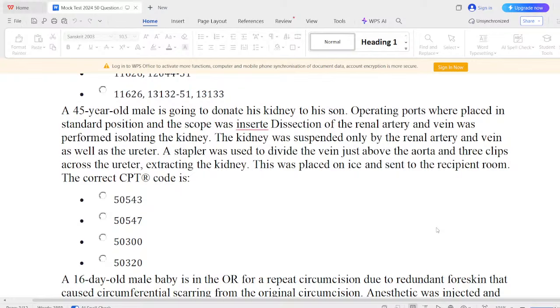Rasna, Akash, your answer is correct. Yes, Reddy also right answer. B, 50547 is the correct answer. Very good, guys. Very good.